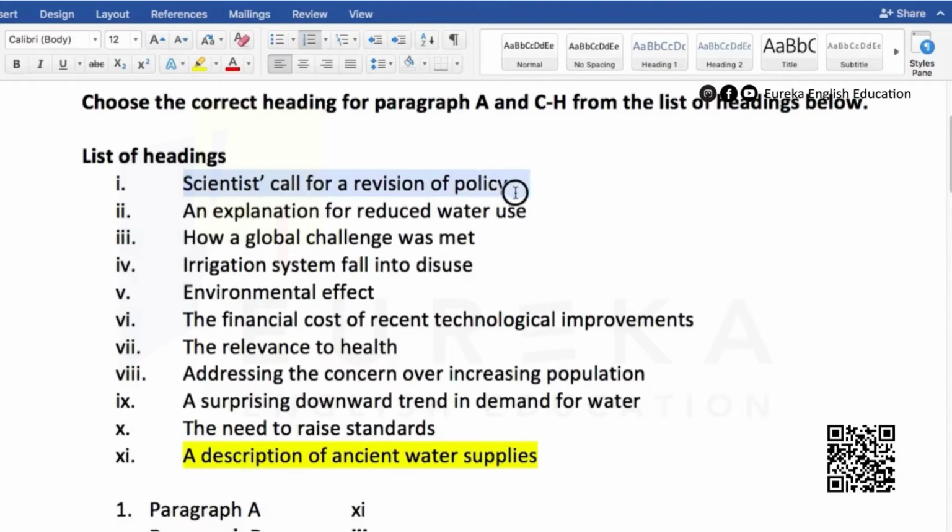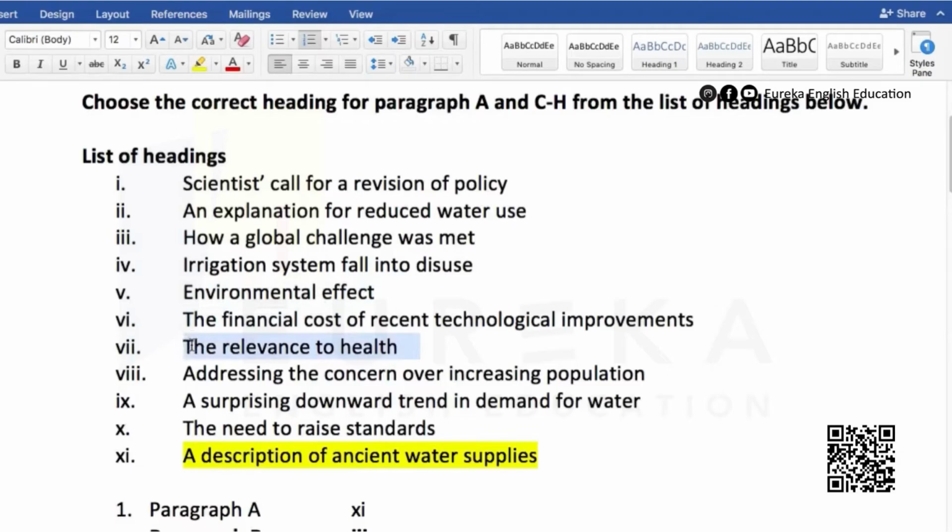Scientists call for a revision of policy. I don't think there is an explanation about scientists. Especially for reduced water use, maybe we can try to keep it, because it talks about water use as well, like reduce. There is a lack of access to water. How a global challenge was met. I don't think this is the case for paragraph C. Irrigation system, no. Environmental effect. Does it talk about environment? I don't think so. The financial cost, no.